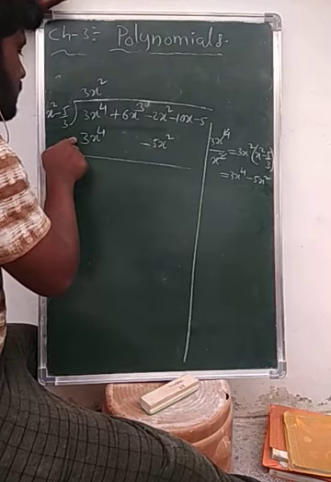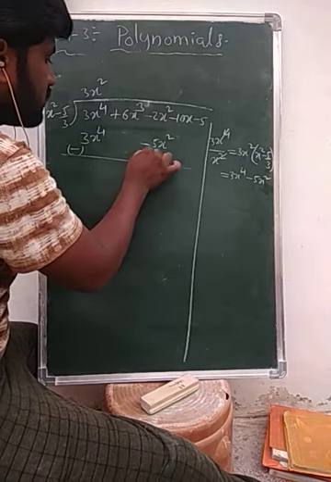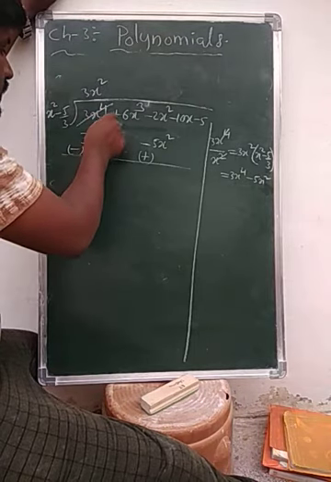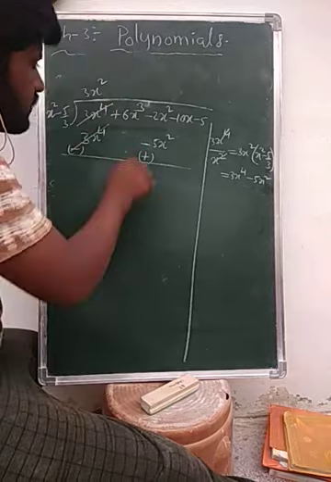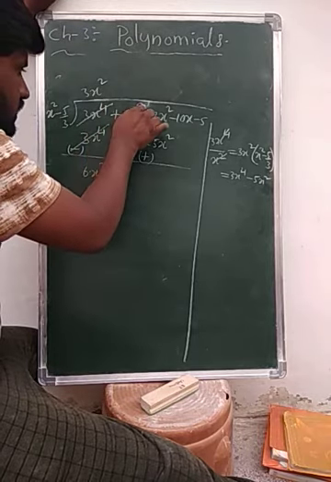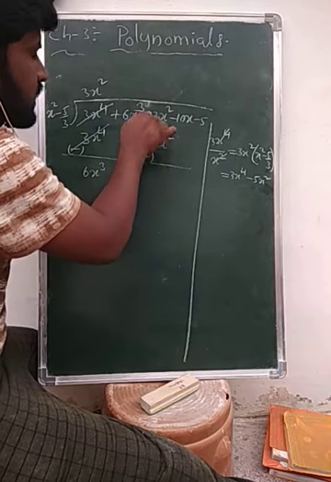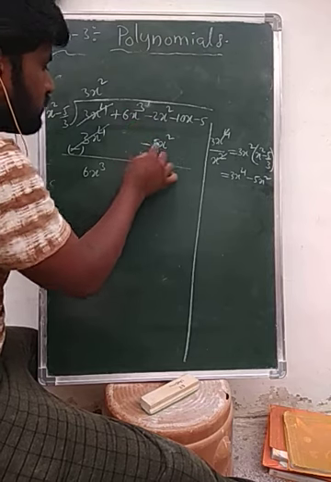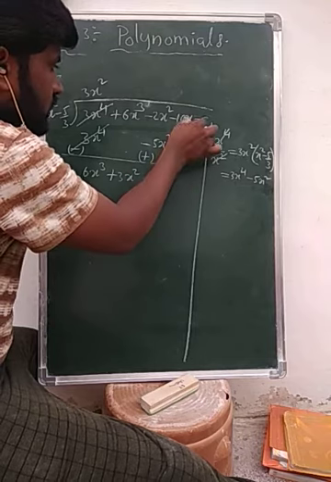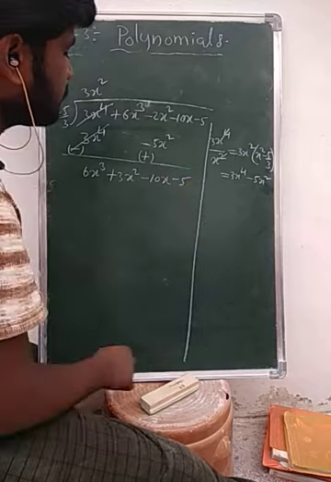By changing the signs, this is plus 3x square means minus 3x square, minus 5x square means plus 5x square. Now clearly plus 3x power 4 minus 3x power 4 cancel. What is remaining here? That is plus 6x cube. Here minus 2 plus 5 means plus 3x square. As usual, I write the remaining two terms down, minus 10x minus 5.